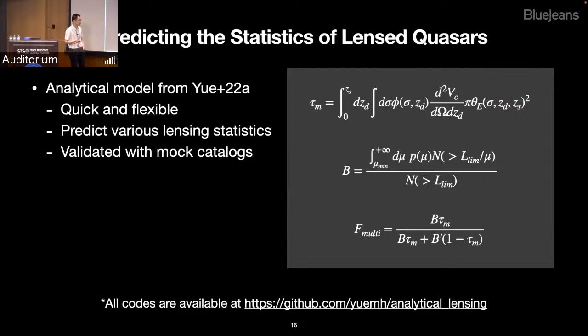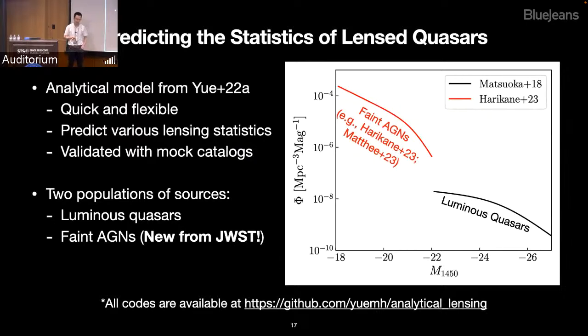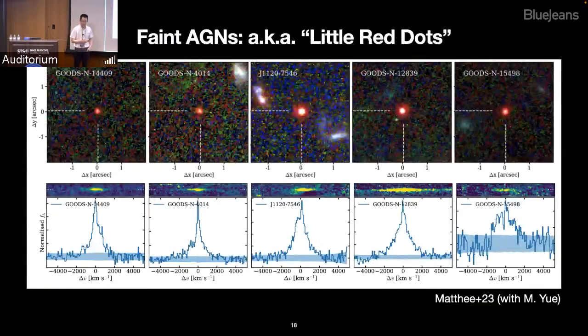Here, I'm going to consider 2 populations of objects. The first one is luminous quasars, as we all know. The second one is a newly discovered population, the faint AGNs newly discovered from recent JWST observations. If you are not familiar with these objects, this is what they look like. You can see in NIRCam images, these objects appear to be point-like sources that have pretty red colors, and they have broad H-alpha emission lines that indicate active supermassive black holes accreting material in their centers.